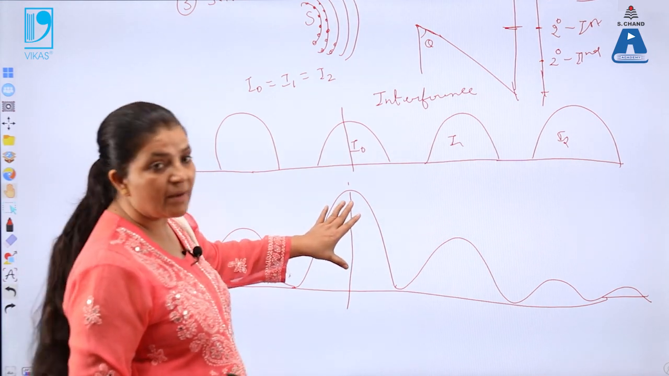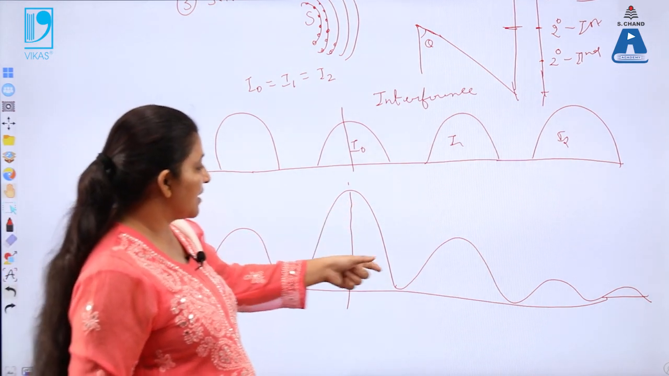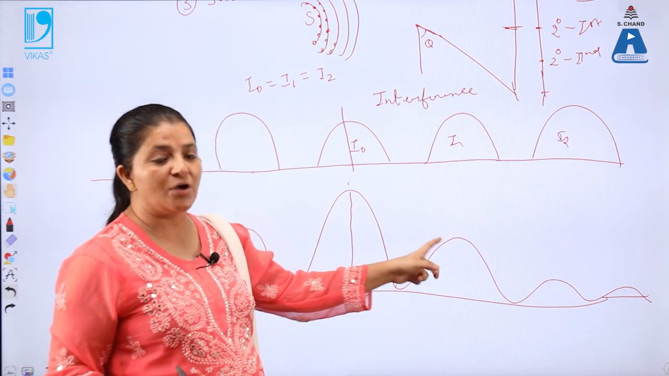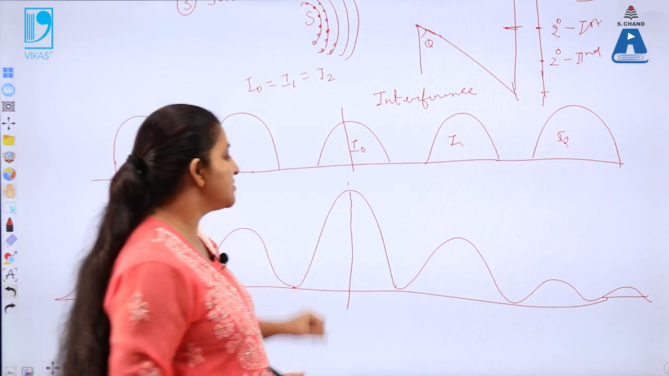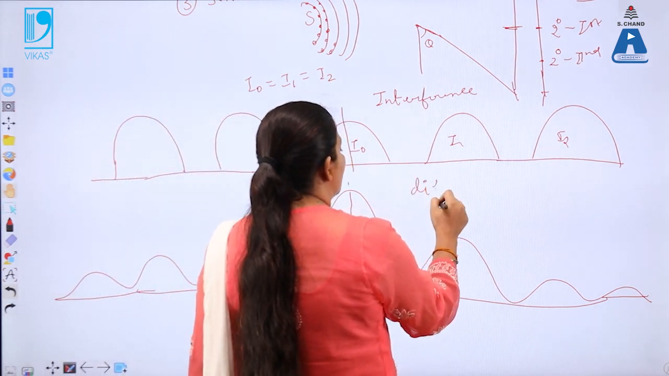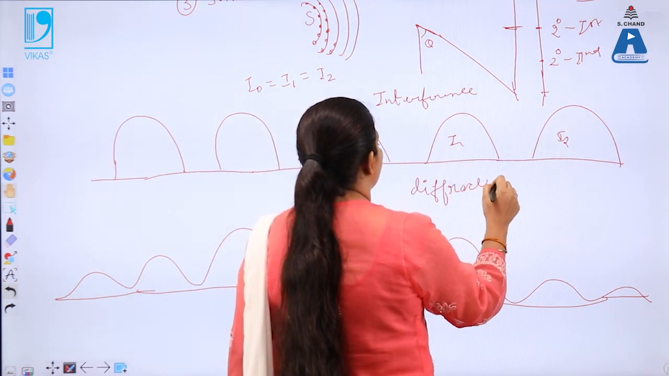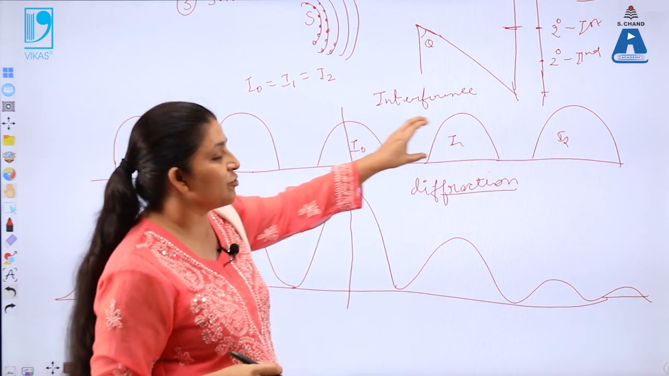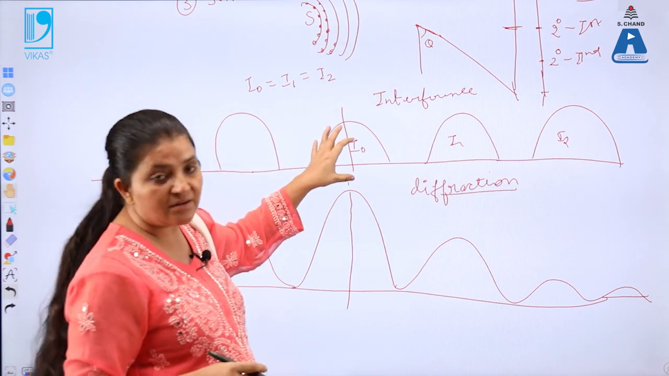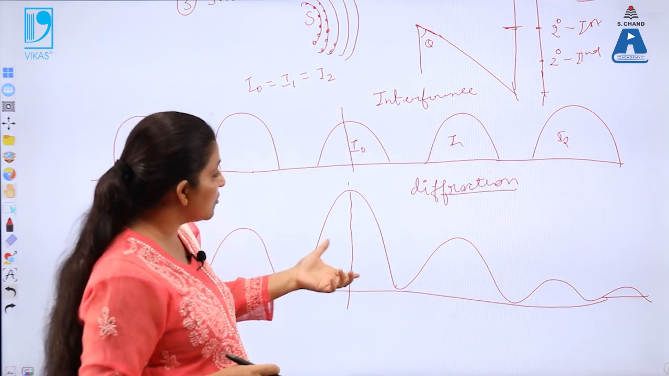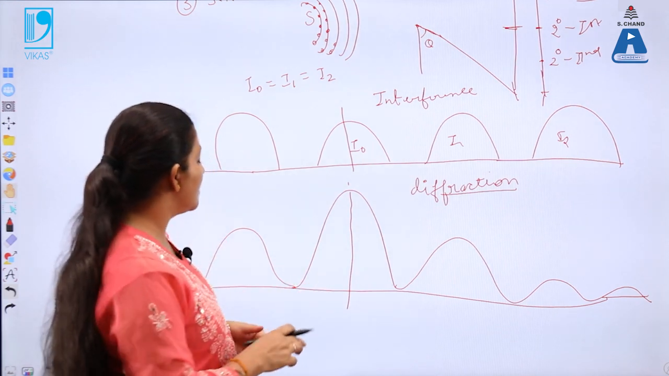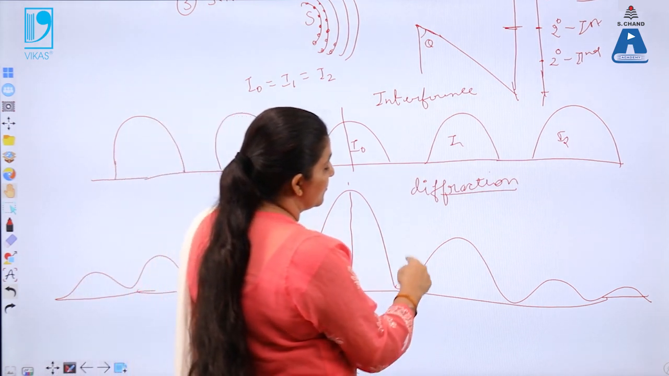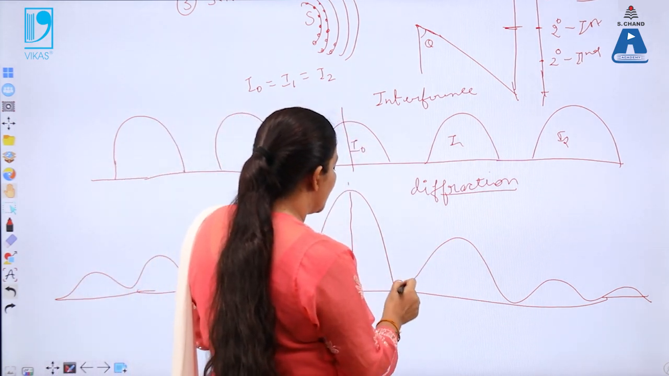So this is the diffraction pattern. The central maxima has the maximum intensity, while the first secondary maxima has an intensity almost half that of the central maxima. So the difference between the two patterns is that in interference, the intensity of the other maxima on both sides is equal to that of the central maxima. But in diffraction, the central maxima has the maximum intensity, and the other maxima are weaker.